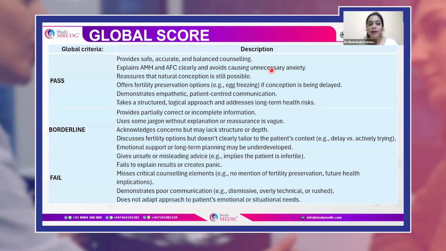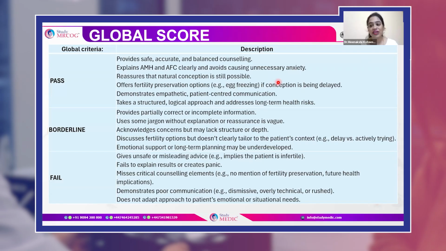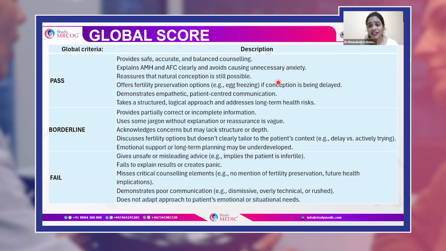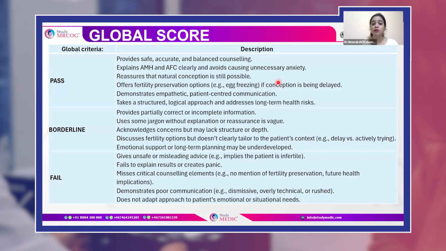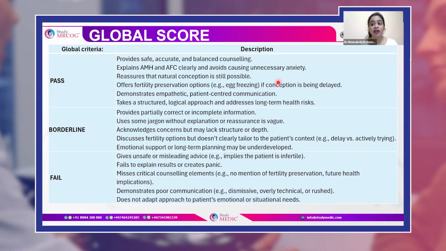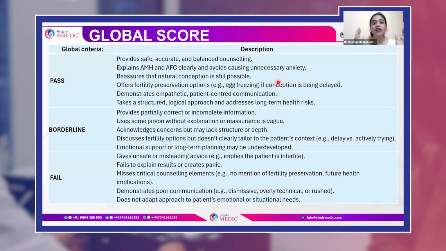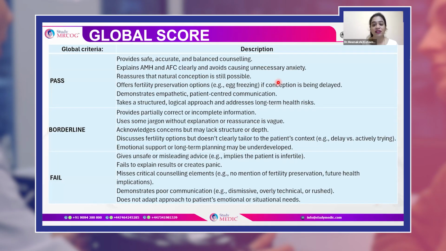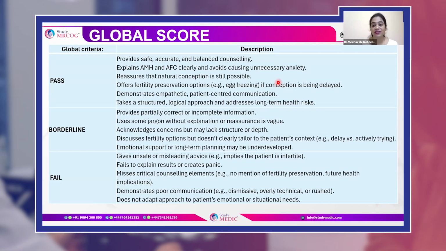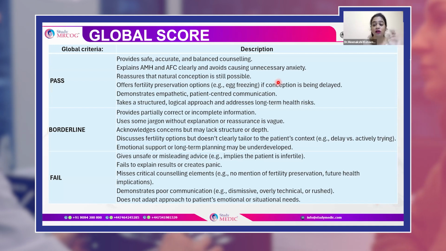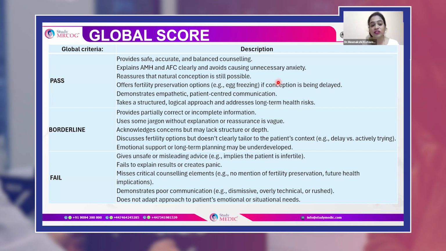So coming to the global scoring, the pass criteria, obviously you have to give a balanced counseling for her, and don't create any kind of panic or anxiety to the patient. Be honest, yet you have to be sensitive, and tell what are the possibilities and how she will be able to conceive, and if not conception, then what next. And always try and communicate about what the role player wants, rather than you telling all the information. And having a structured presentation is what will help you in scoring a pass globally, if you look at the global score.